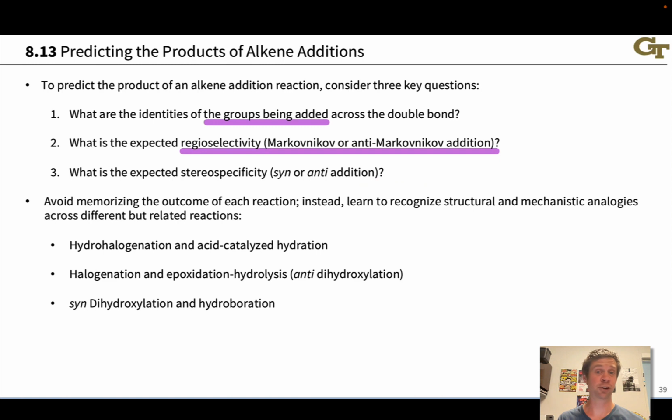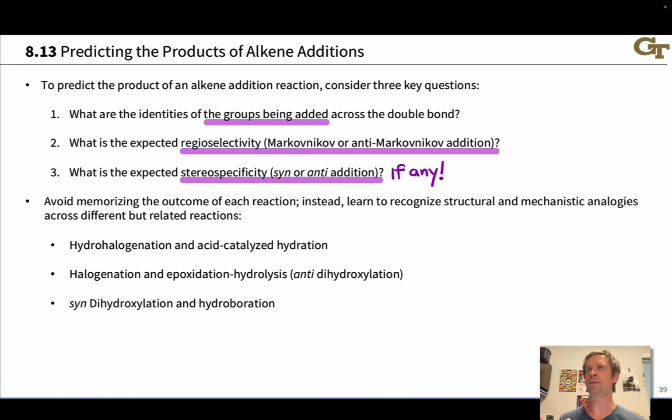In something like halogenation, there is no regiochemical issue. Ditto with dihydroxylations. And then we're going to consider the stereochemistry and the stereospecificity. Do we expect syn addition, anti-addition, or a mixture of the two, leading to diastereomers or enantiomers, for example? We want to avoid memorizing the outcome of each reaction here. Instead, applying chemical reasoning and generalized problem-solving strategies to reason about what is most likely to happen under each set of reaction conditions that we come across.